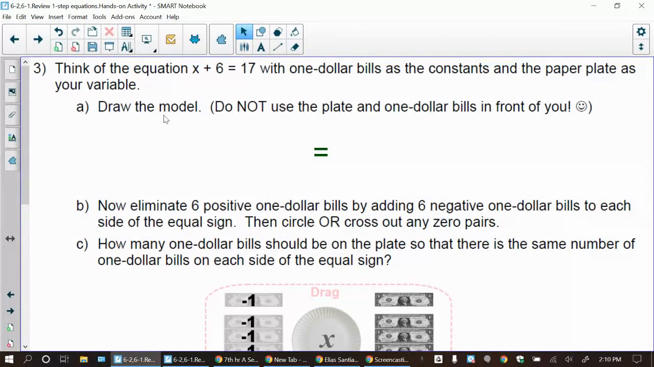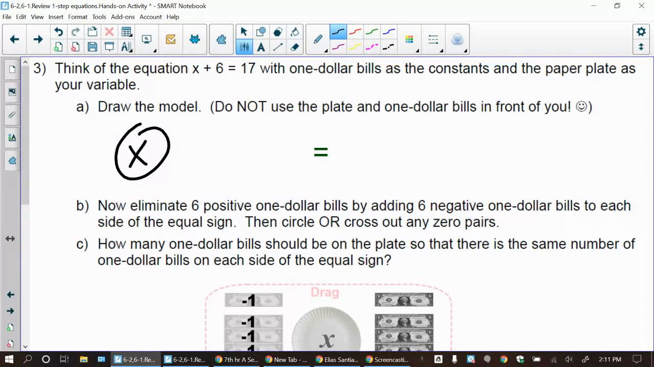All right, so now we have the equation x plus 6, okay, equals 17. With $1 bills as the constants and the paper plate as your variable. We're going to draw. Do not use our paper plate and the $1 bills in front of us. Okay, we're actually going to draw this out. So here is my x.